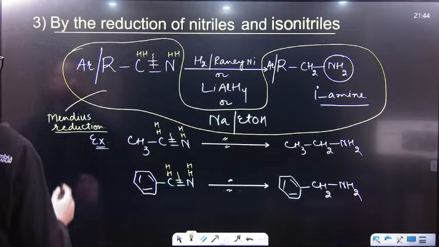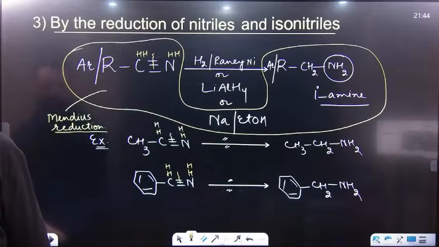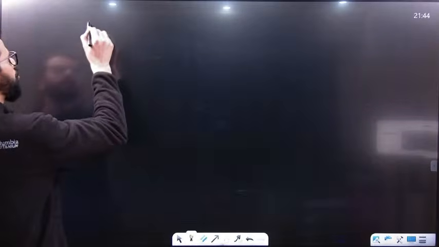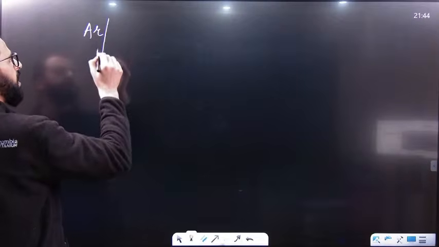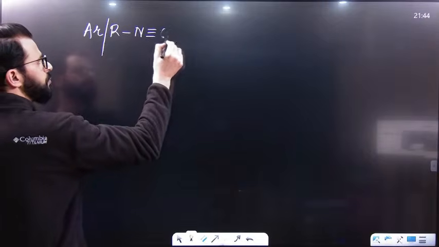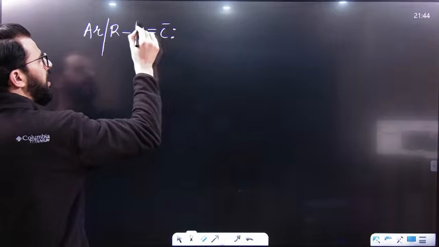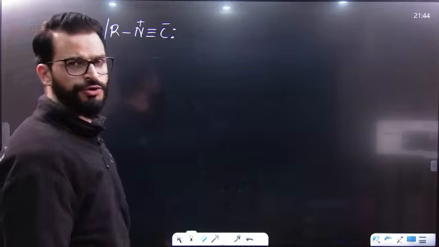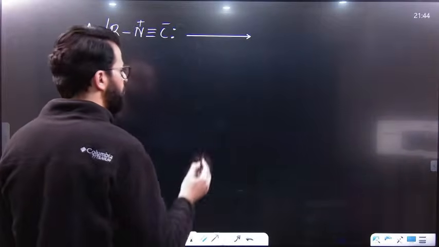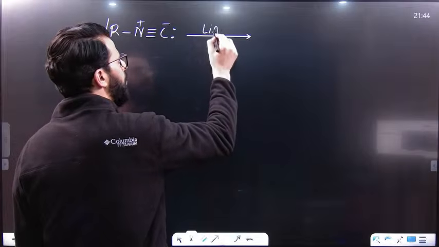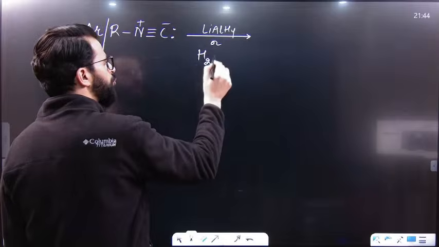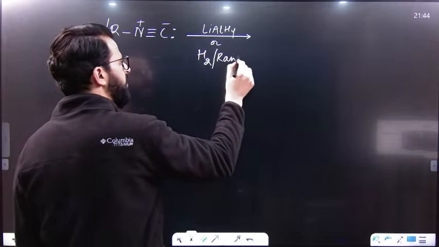Okay, nice. After this reaction, we are having reduction of isonitrile. If you have aromatic or aliphatic isonitrile, this is isocyanide, isonitrile, also known as carbylamine. Remember, when this is reduced by using either lithium aluminium hydride, or you can reduce it by using H2 in presence of a catalyst, for example Raney nickel.